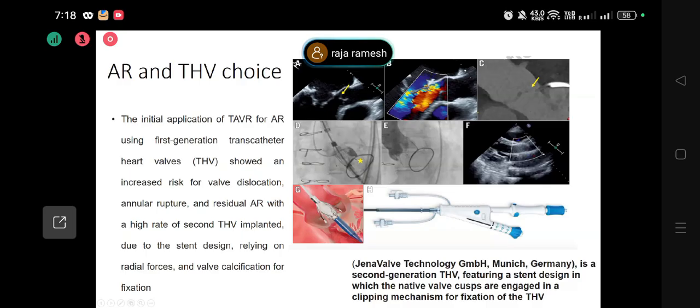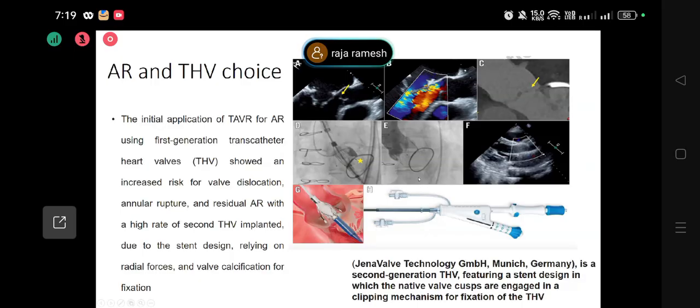Coming to our last topic, aortic regurgitation. The problem with aortic regurgitation and TAVI is, unlike in aortic stenosis, there is no landing zone or calcium in the aortic root to hold the valve. So a lot of valve migration will be there. Generally, if you choose the initial generation valves, we have to oversize more, around 25 to 30%. Still we get the valve migration and the paravalvular leak.